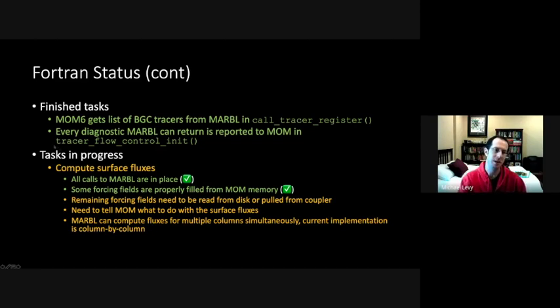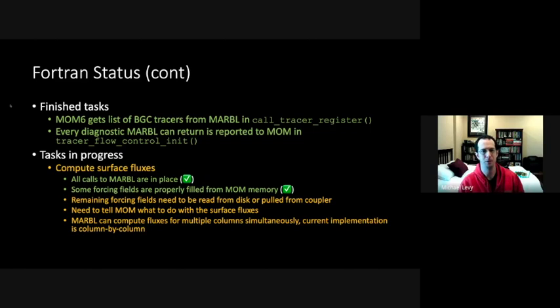The hooks between the MARBL diagnostics and MOM6 are there on the Fortran side. So every diagnostic that MARBL can return is reported to MOM in tracer flow control init. So in theory, you can add any diagnostic to the diag table, and it'll be spit out. In practice, we're still not computing all of them, so I'm not making all the calls into MARBL that I need to make. So, in progress, computing the surface fluxes is getting there.